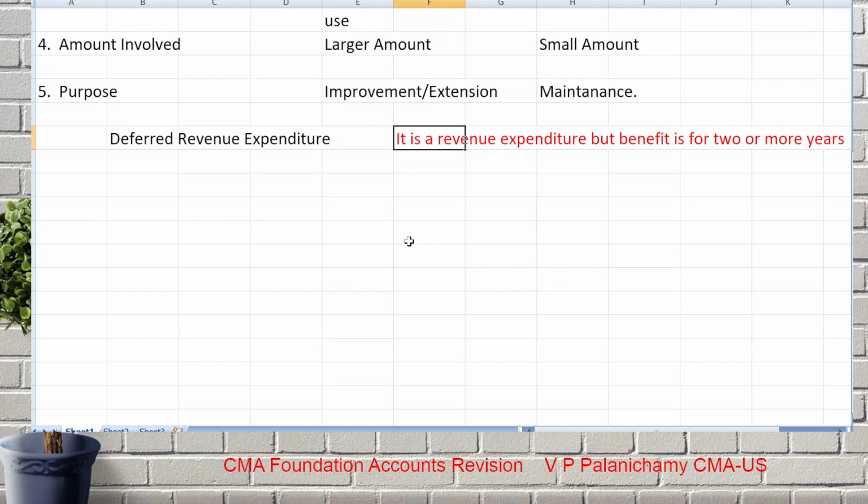Will you do that every year? No, only the first time, to ensure that the product is reaching our target audience. So that is which expenditure? Deferred revenue expenditure. That is called as which one? Deferred revenue expenditure.